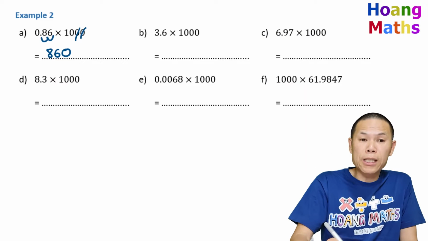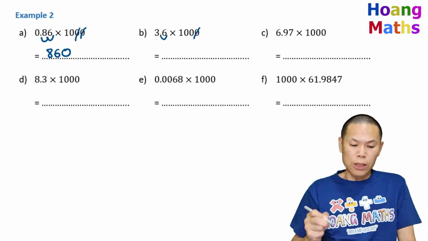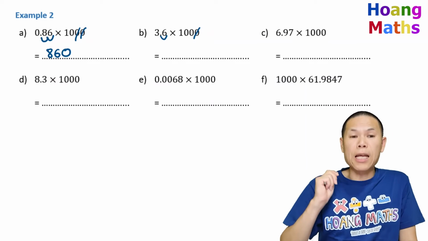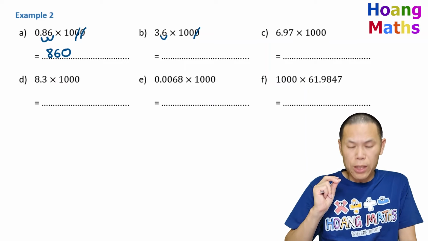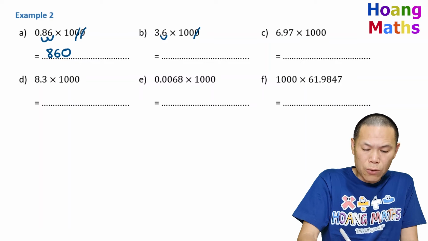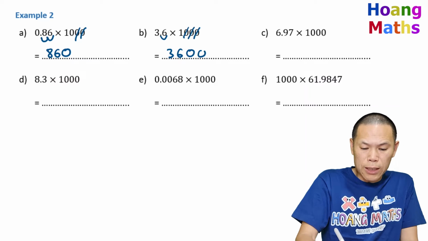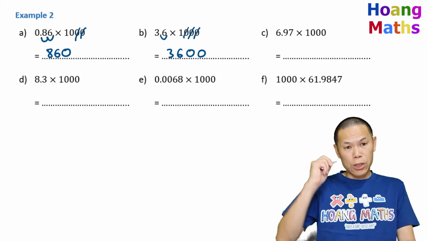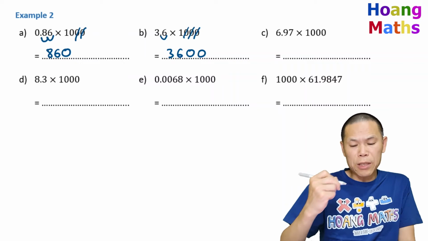Part B. So 3.6 times 1,000. We move 1 unit on this side, we cancel this. So that becomes 36 times 100, because the decimal point moved right to the back of 36. So that means 36 times 100, which is write 36 down, and we have these two 0s, copy that down. So 3,600.